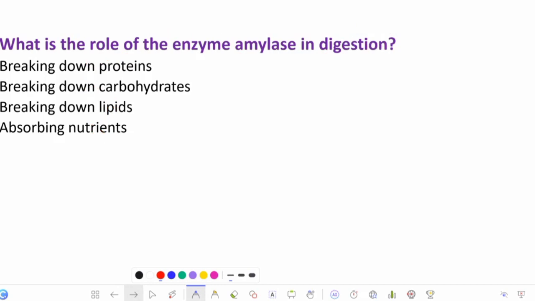Next, what is the role of the enzyme amylase in digestion? Amylase is an enzyme which plays its role in digestion. Digestion is the process through which food is broken down from large particles into small particles. Small means absorbable particles, absorbable in the blood, from the lumen of the stomach to the lumen of the blood vessel. So the options are breakdown of proteins, breakdown of carbohydrates, breakdown of lipids, absorption of nutrients.